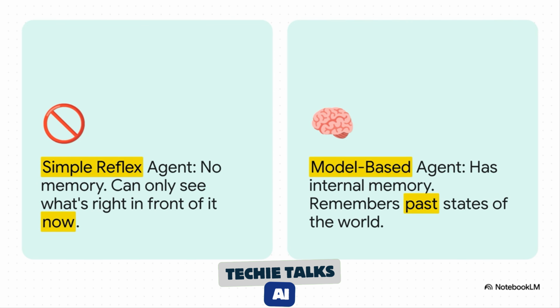So here's the difference in a nutshell. A simple reflex agent is totally stuck in the present moment. It can't see beyond what's happening right now. But the model-based agent, it has an internal memory, so it can understand context and history. That one upgrade, adding memory, it changes everything.